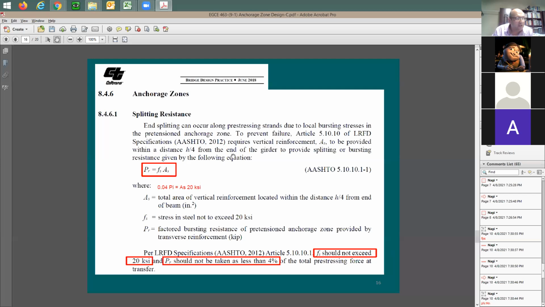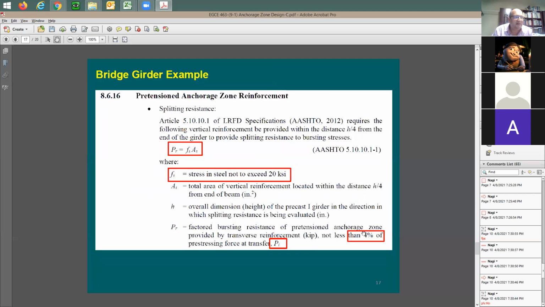For pre-tension, all you need to do is to take 4% of the axial compressive force, the pre-stressing force, and just provide reinforcement to take this tension force. It's going to be much easier. Any questions? Yes? No questions?